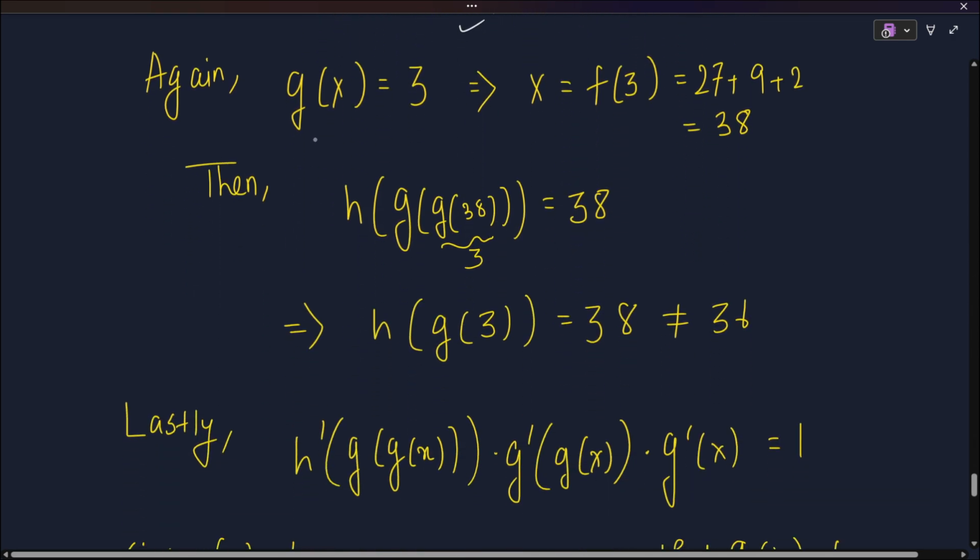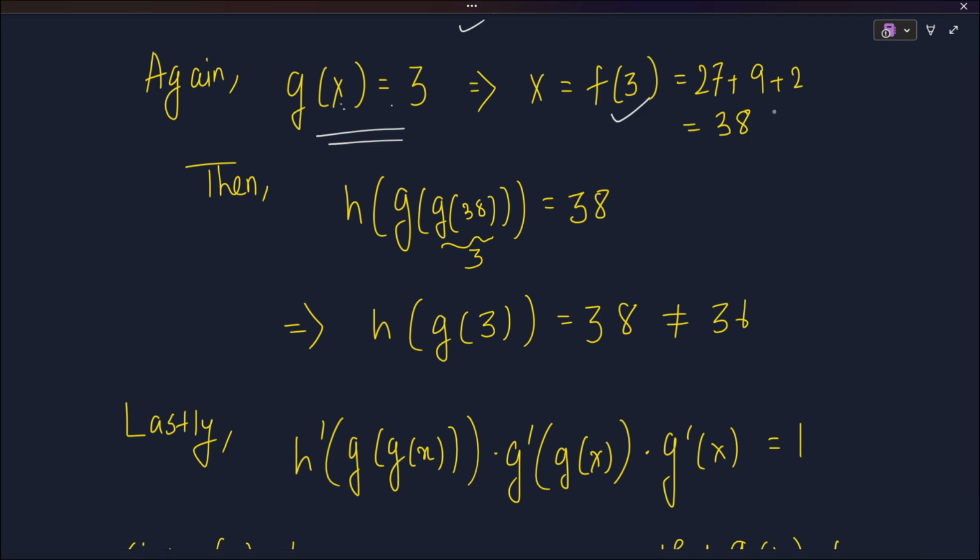Again, for g of x equals 3, we need an x such that x is f of 3. So g of x is 3 only when x is f of 3, right? And f of 3, from the definition of the function f, is simply 38. Again, if you put that in, you simply get h of g of 38 equals 38 from relation 1 as we wrote. And since g of 38 is nothing but 3 because 38 is f of 3, we get h of g of 3 is 38, which is not 36. So that option is also not correct.